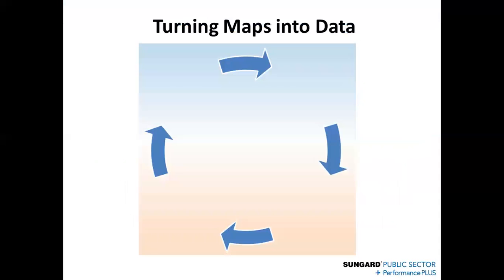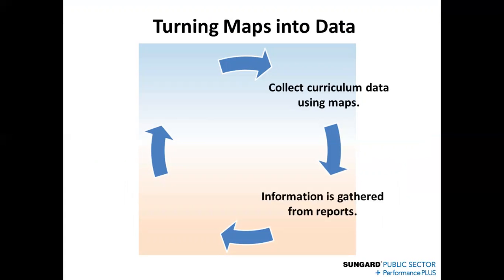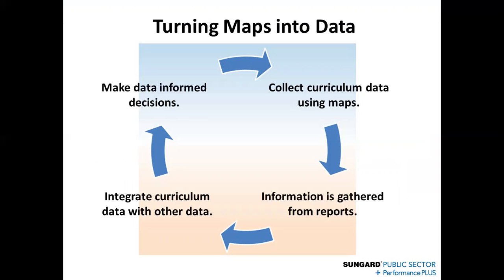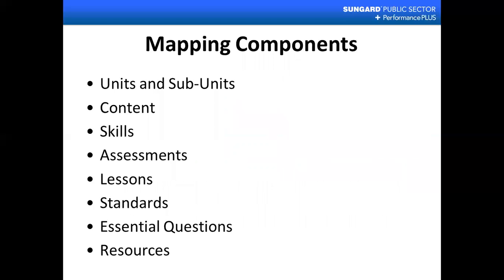Turning maps into data. First, we need to start with collecting the data using the maps. Once that information is gathered from the reports, we take that information along with other sources of data to make informed instructional decisions. The different components of mapping are units and possibly subunits, content, skills, assessments, lessons, standards, essential questions, and resources.